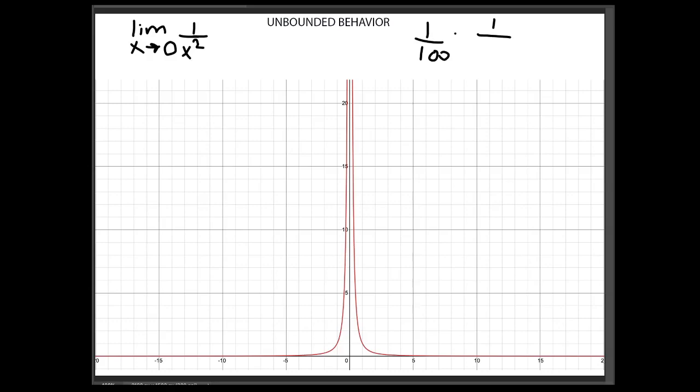And we can do something like 1 over 2 squared, and you'll get 1 over 4. So that's not equal to 0. And even if we go negative, like 1 over negative 10 squared, that's equal to 1 over 100, which is still not equal to 0. So that's something called unbounded behavior. So let's look at our next one.